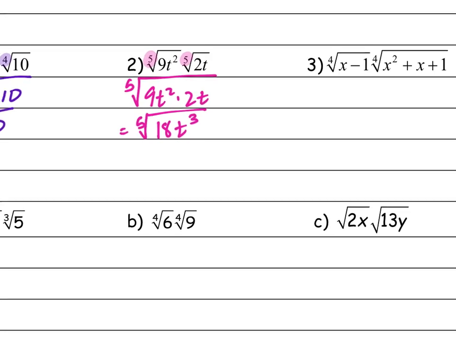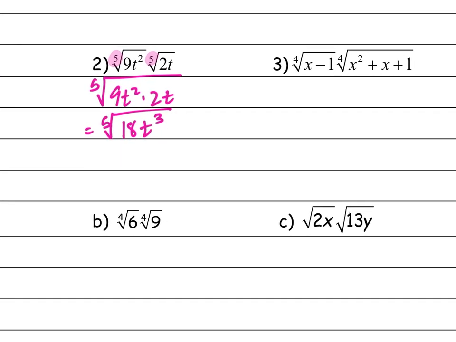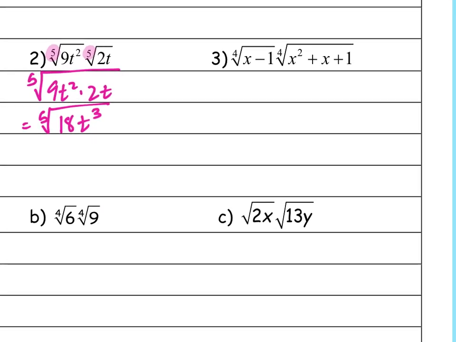All right, then if I go to number 3, again, they're both a fourth root here. So that means I can multiply what's on the inside together. This one's going to be a little more difficult. So I have the fourth root of x minus 1 times x squared plus x plus 1, so I need to multiply that all together.